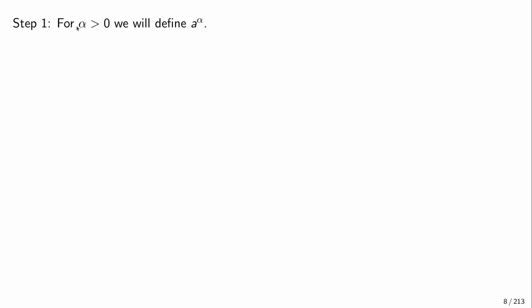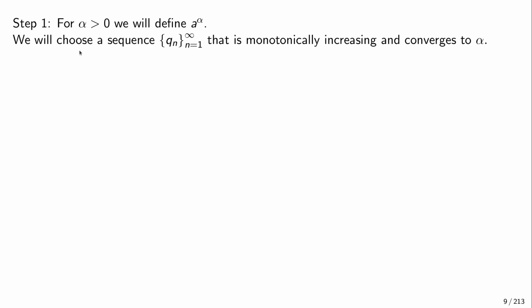So what would be the first step? First step, we'll assume that alpha is positive, and we will define a to the power of alpha. Basically, this also covers the case where alpha is negative, because for negative alpha, we'll just define a to the power of minus alpha as the reciprocal of a to the power of alpha whenever alpha is positive. Okay, so let's proceed. All right, so what we can do is we'll start by choosing a sequence of rational numbers that is monotonically increasing and converges to alpha. And basically, it can be done. There are lots of ways to construct it, and I chose, for simplicity, the most direct approach here.